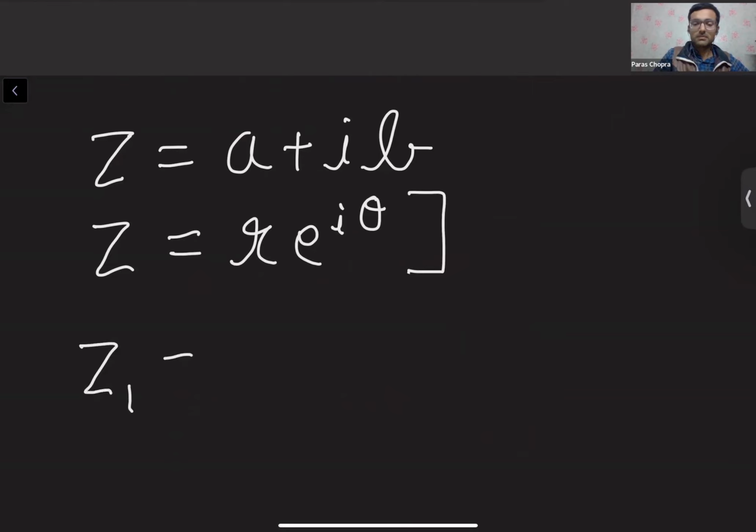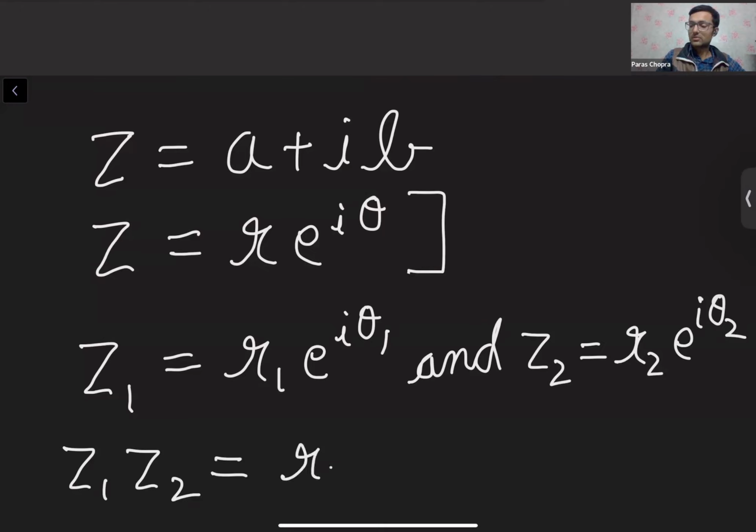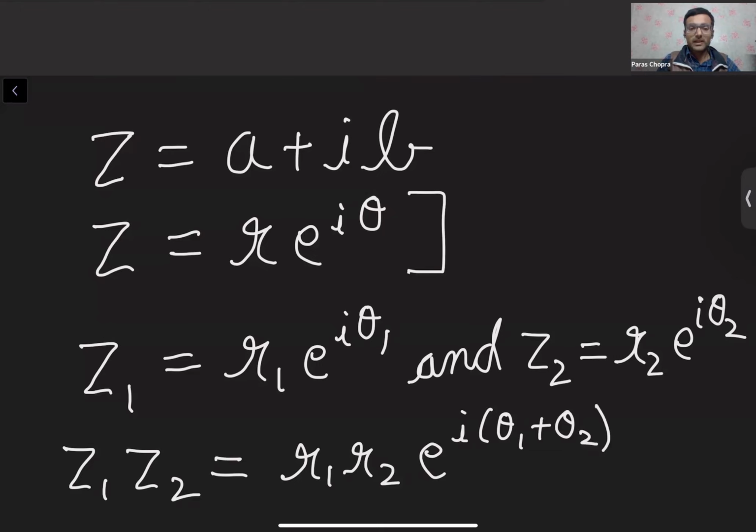Suppose we have two complex numbers, z1 is r1 e to the power i theta 1 and z2 is r2 e to the power i theta 2. Then for multiplication, we simply multiply r1 with r2 and exponents की power multiplication में add हो जाती है. So this becomes i times (theta 1 plus theta 2). So when we multiply two complex numbers, their radial part is multiplied, whereas their argument or the angle is added. Okay.